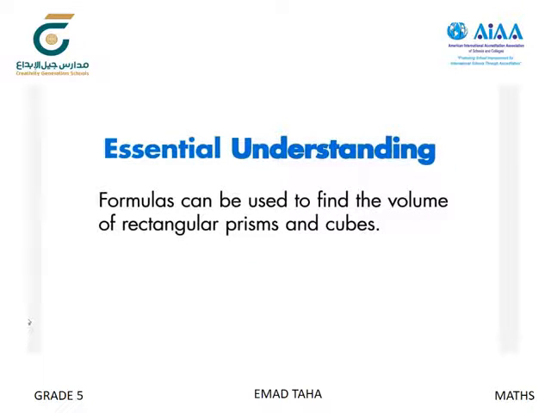The essential understanding for this lesson is formulas can be used to find the volume of rectangular prisms and cubes. Previously, students found the volume of rectangular prisms and cubes by counting unit cubes and using a volume formula in which length, width, and height are multiplied. In this lesson, students develop a second volume formula in which the area of the base is multiplied by the height.